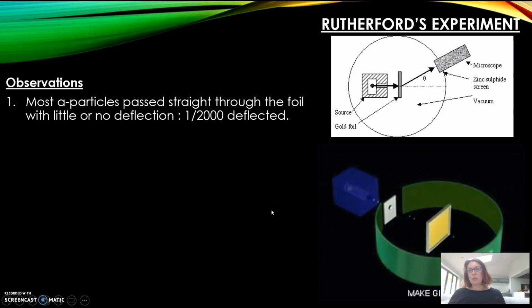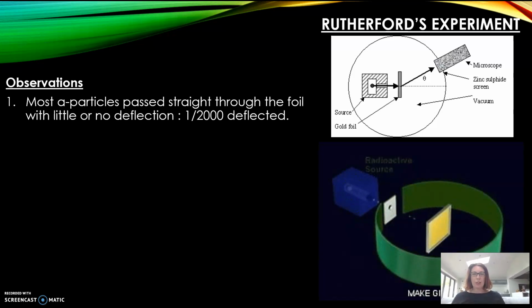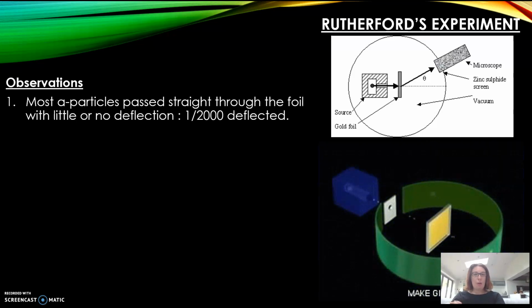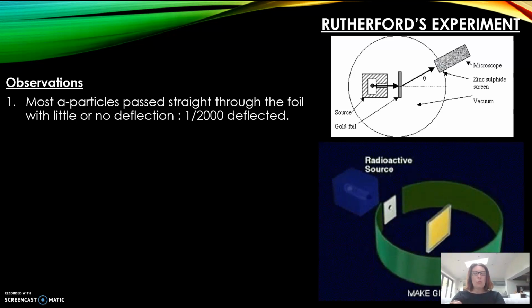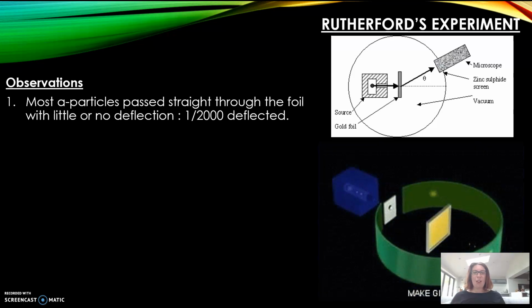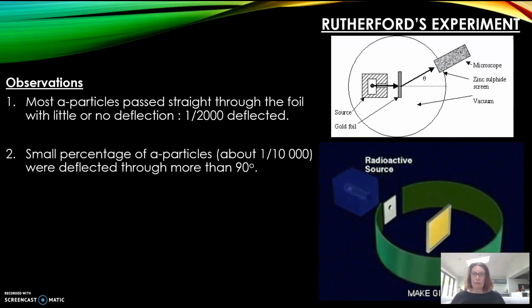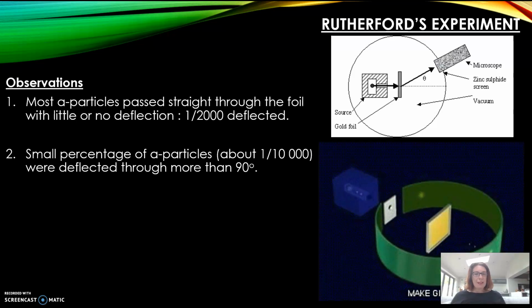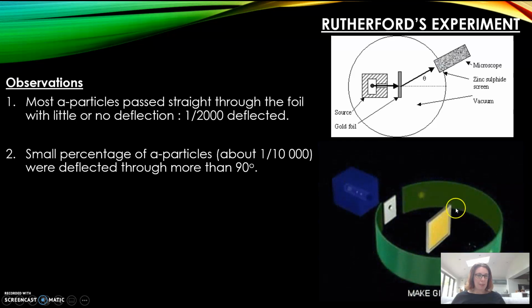So his observations: most of the alpha particles pass straight through the foil with little or no deflection. So only 1 in 2,000 actually didn't go straight through. Not 200,000, sorry, 2,000. So that's it. 1,999 went straight through. A small percentage of the alpha particles, about 1 in 10,000, was deflected through more than 90 degrees, so went behind this bit, so anywhere here. Only 1 in 10,000.